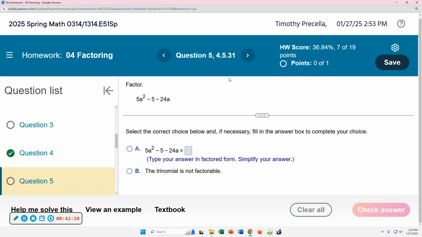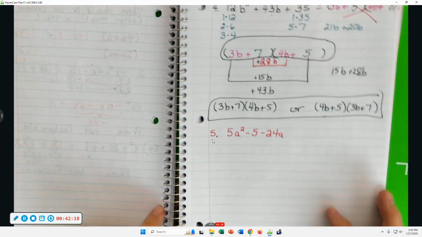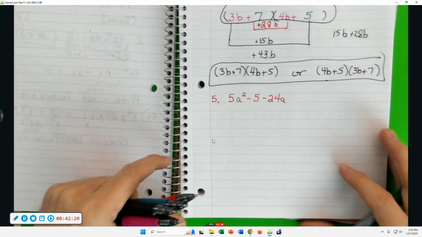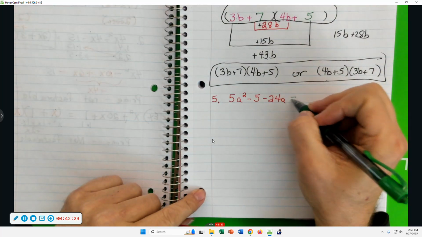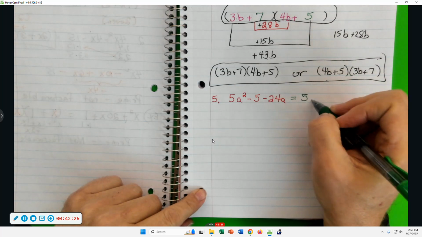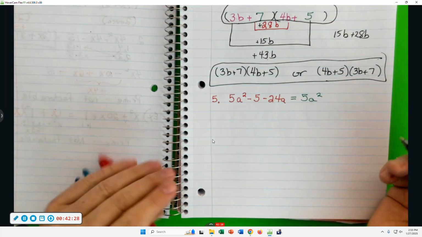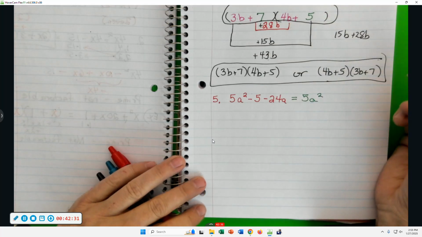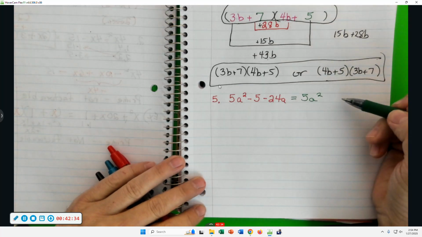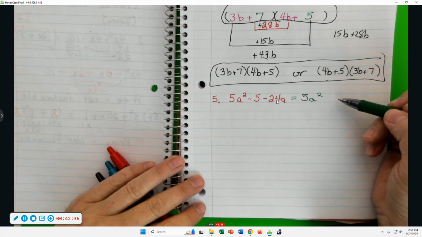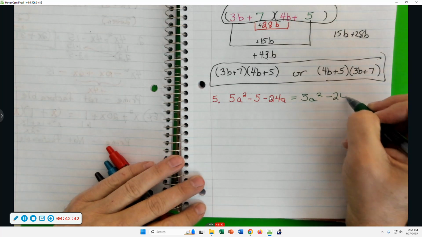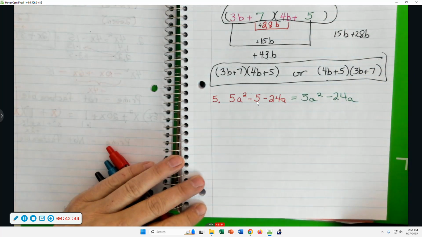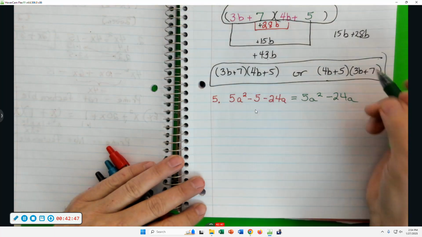The 5a squared, yes, it's written first. So 5a squared, that's okay. It'll stay first. But what's my second term going to be here? I have an a squared. Now I need the term that just has a to the first power. Minus 24a, okay. And what's my last term? Minus 5.